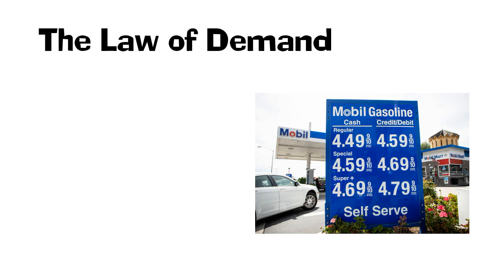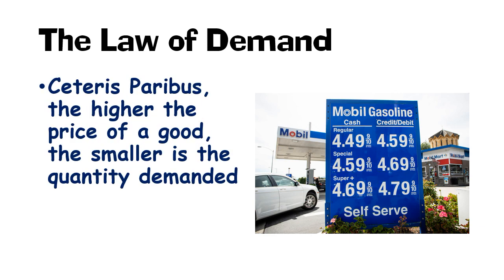Okay? The law of demand says, ceteris paribus, in other words, nothing else changing, we change one thing at a time, the higher the price of a good, the smaller is the quantity demanded. So if we only change the price, we leave everything else about the good the same, and we just change the price. If we raise the price, the quantity demanded is smaller. If we lower the price, the quantity demanded is larger. In other words, consumers prefer low prices. Ceteris paribus. Consumers prefer low prices. That's the law of demand.